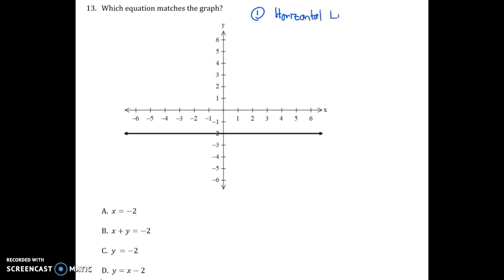Now a horizontal line moves from left to right, and it usually has the form y equals some value, and again they move from left to right. The second type of line we have is a vertical line. So for a vertical line, those lines move upwards and downwards, and they have a constant x value.